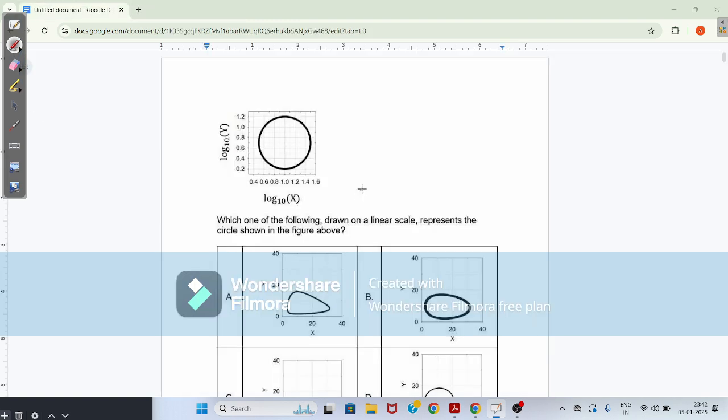This is the first question that we have. This is the logarithmic function of a graph which has been given here. This is the log y graph. This is the log x graph. Now when it is formed on the linear scale, it represents the form of an ellipse. This represents the form of an ellipse.